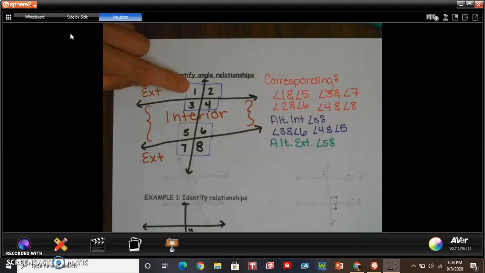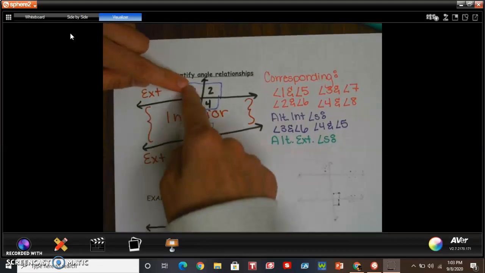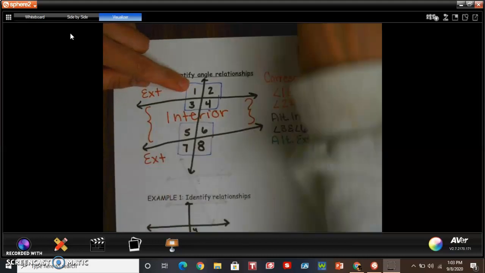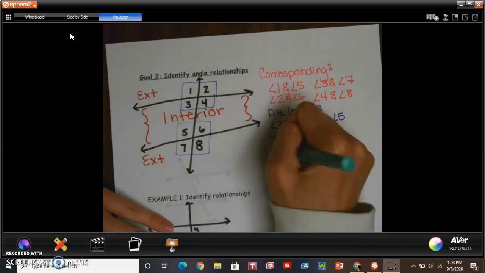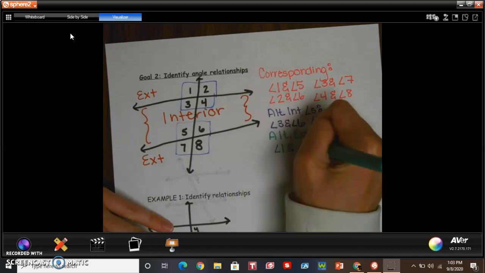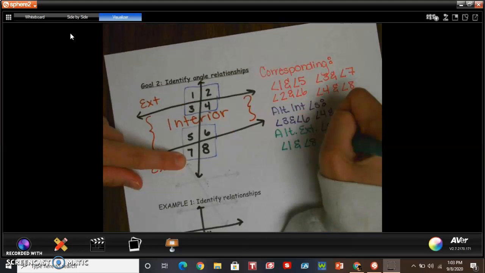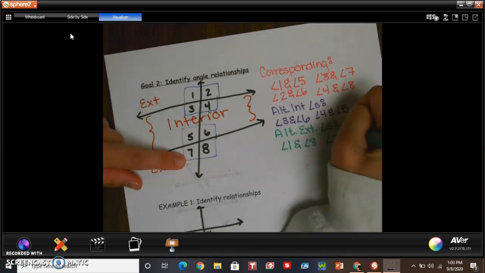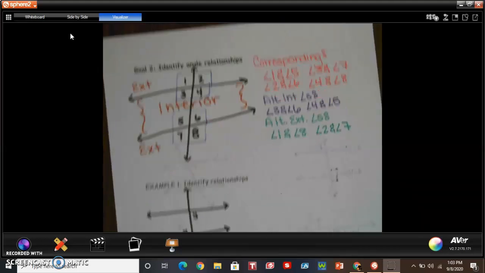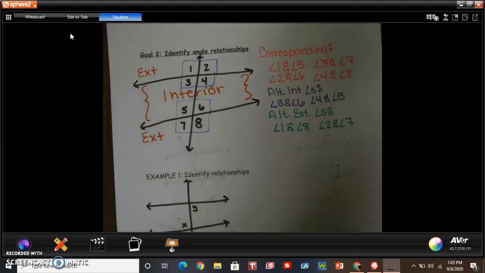So what would be opposite of 1? So we're going to go across to see who's opposite. 8. So angle 1 and angle 8. And then who's opposite of angle 2? 7. Just like that. All right, we've got one more to talk about.